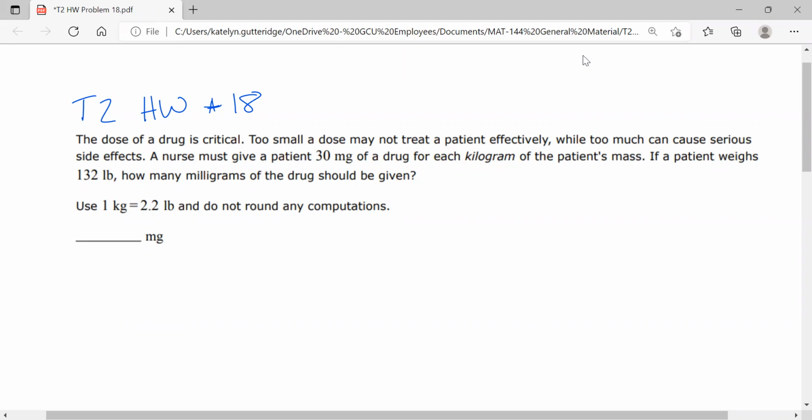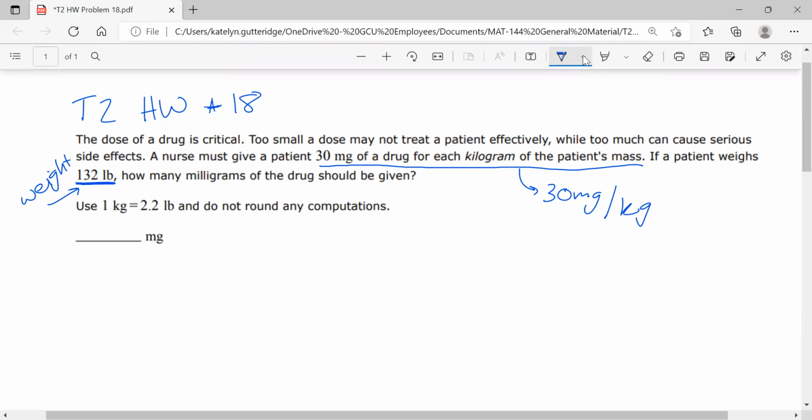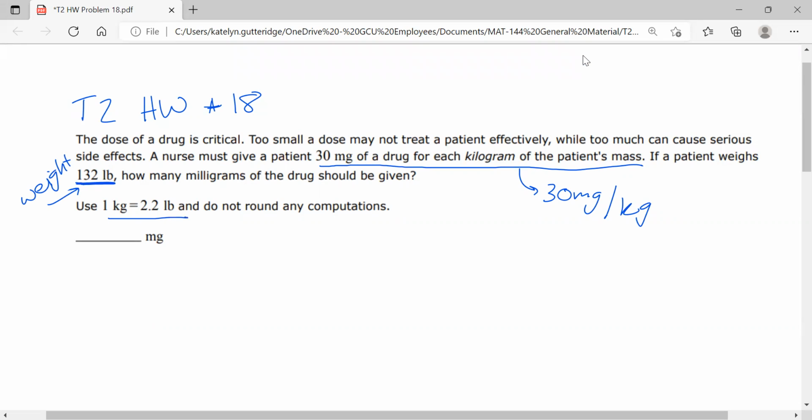Okay, so let's pull out our key information here. We have 30 milligrams of a drug for each kilogram of the patient's mass. That is acting like a rate. We want to think of that as 30 milligrams per 1 kilogram. If a patient weighs 132 pounds, so we know the weight of our patient is 132 pounds. And then the last bit of information we have here is a unit conversion. 1 kilogram equals 2.2 pounds. And then we need to get a final answer in milligrams.